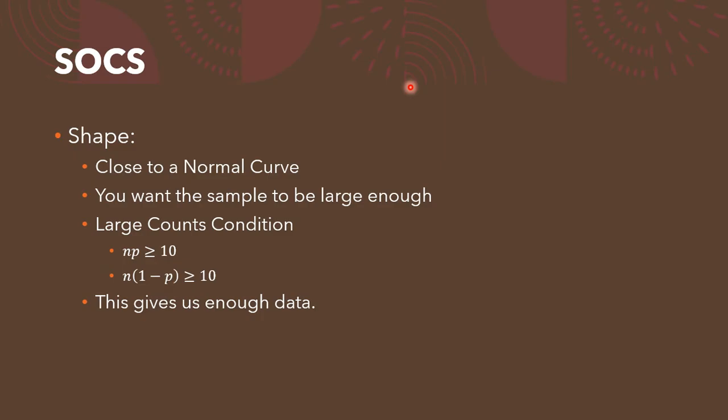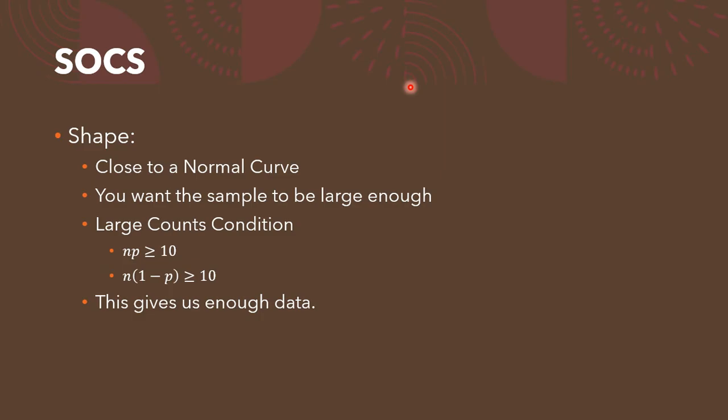All right, so going back to SOCS, we have our shape, outlier, center, and spread that we're going to be looking at. The first one here is our shape. With these being normal distributions, we want them to be as close to a normal curve as possible. That means they are unimodal. There should be only one hump, and they are symmetrical, so they're not skewed either way.